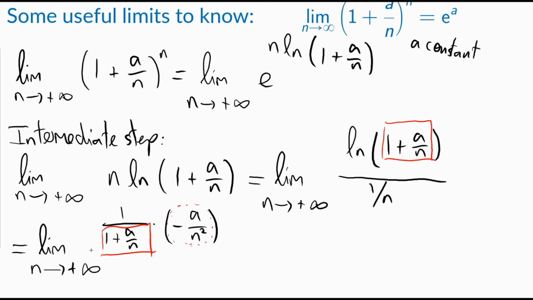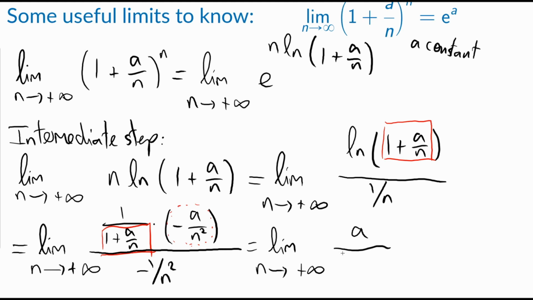And then our denominator, we're using L'Hopital's rule, so we take the derivative of that denominator, we get minus 1 over n squared. Our minus signs are going to cancel. And the n squared is going to cancel. We're going to get a over 1 plus a over n. And as n goes to infinity, this term here goes to 0, and we get a.